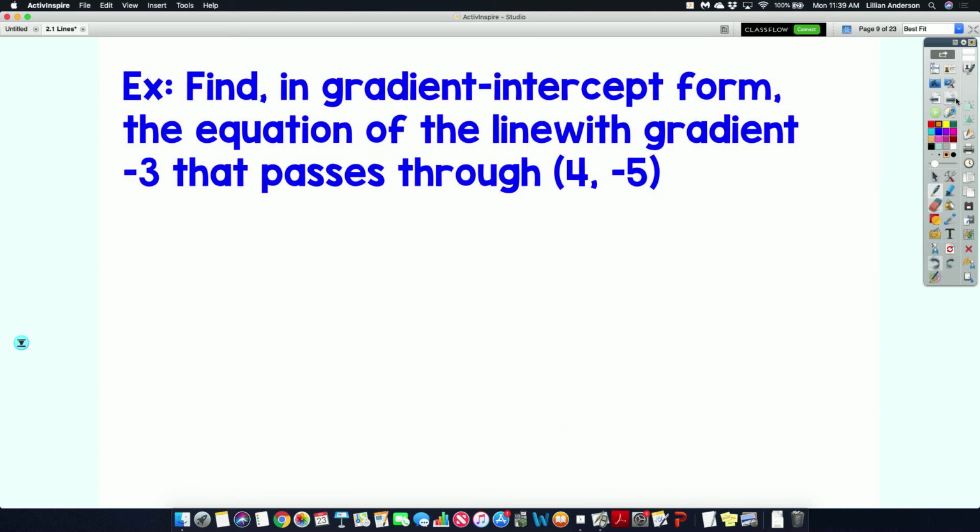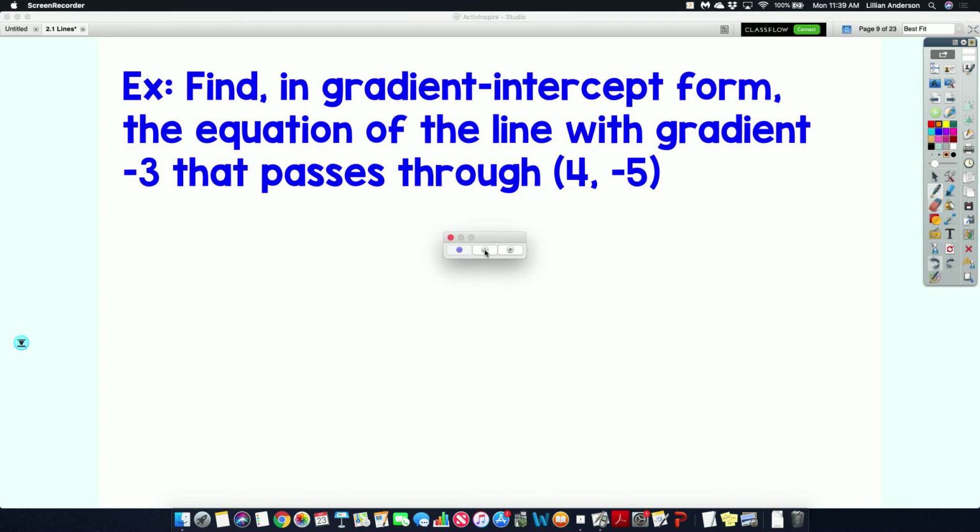let's look at this. It says find, in gradient intercept form, the equation of the line with gradient -3 that passes through the point (4, -5). So you're finding the gradient intercept form for the equation of a line that passes through the point (4, -5). There are two different ways that you can do this. I didn't give you that much time, I just wanted to see if anybody was able to do this.